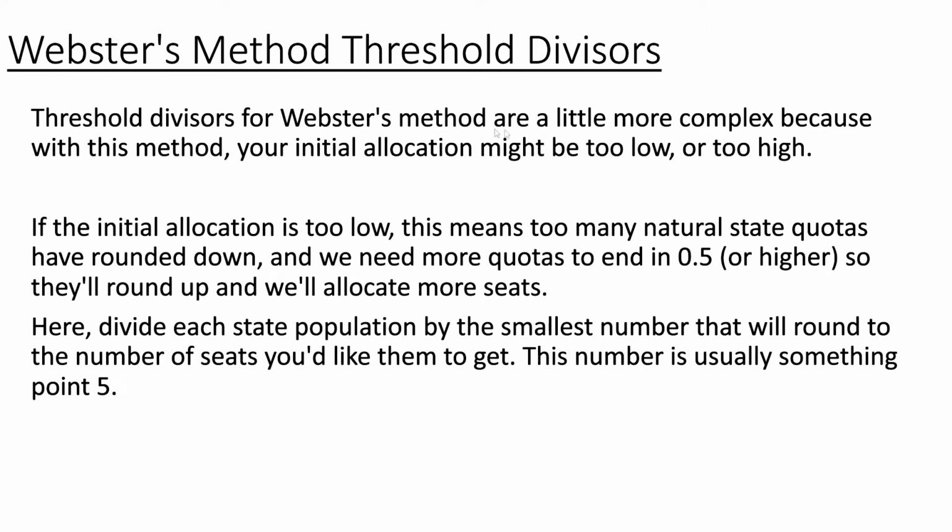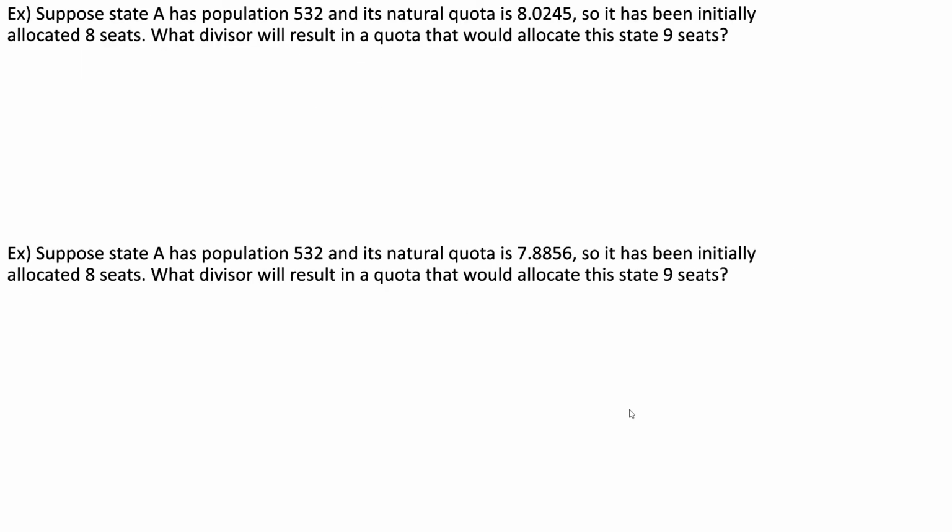Threshold divisors for Webster's method are a little bit more complex because with this method, your initial allocation might be too low or too high. If the initial allocation is too low, this means too many natural state quotas have rounded down and we need more quotas to end in 0.5 or higher, so they'll round up and will allocate more seats. Here, divide each state population by the smallest number that will round to the number of seats you'd like them to get. This number is usually something.5. So we'll look at some examples of how we could find this.